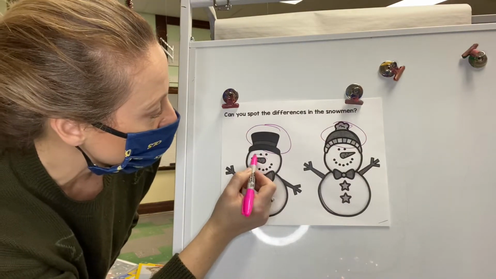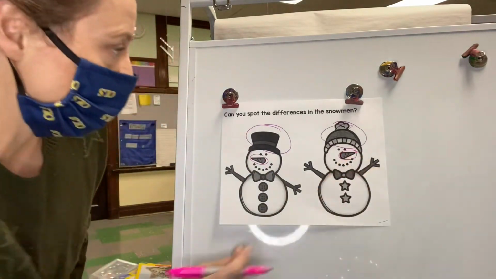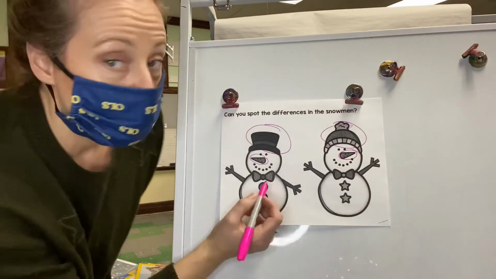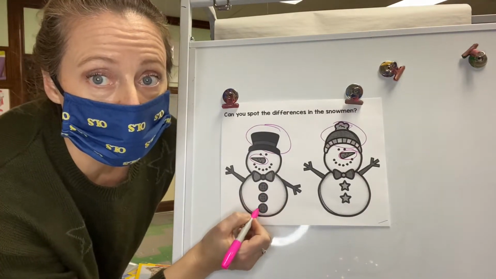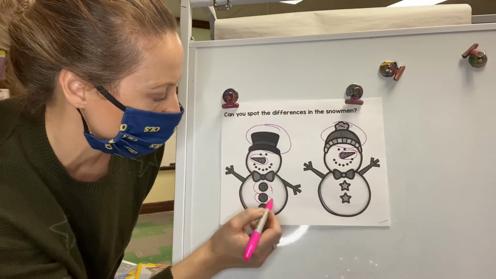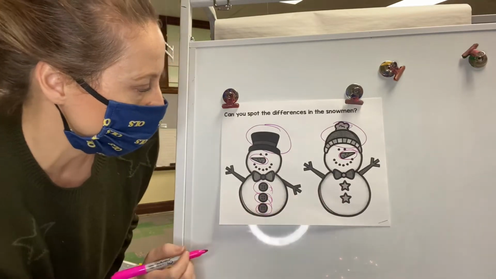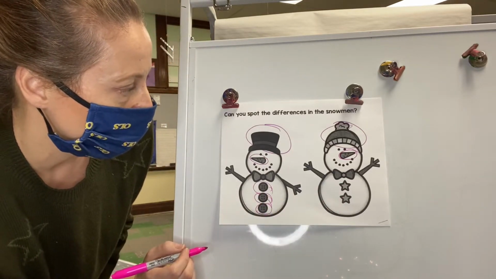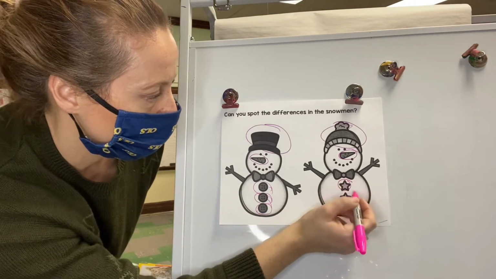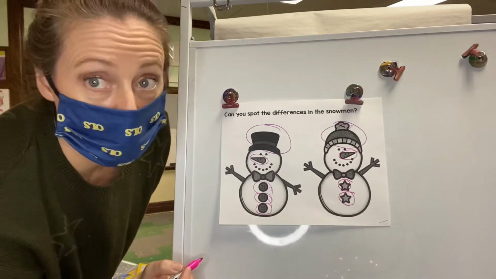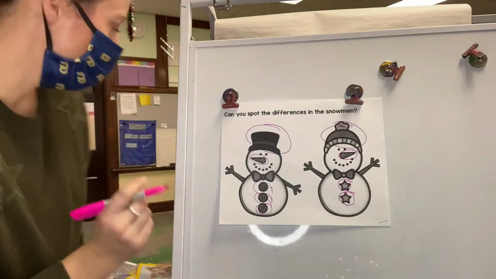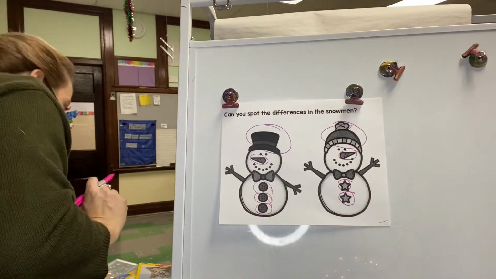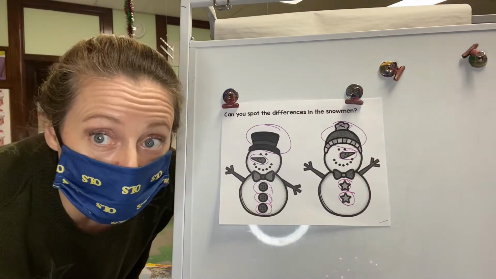Their noses are going in different directions. This one has 1, 2, 3 buttons. And this one has 2 stars. Did you find all the differences?